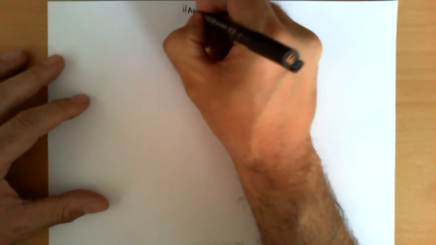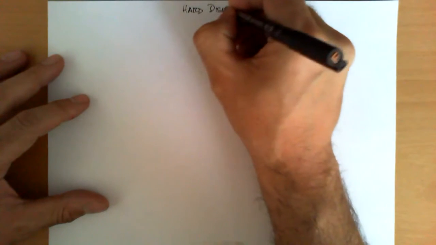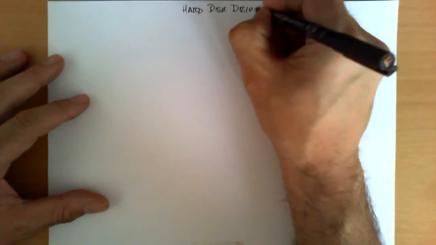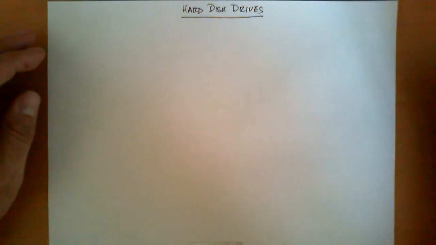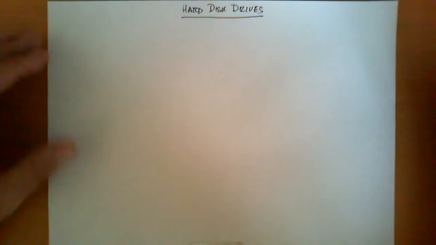In this video we're going to explain the structure and functioning of hard disk drives. Hard disk drives are one of the common systems that are present in computers today to store data.